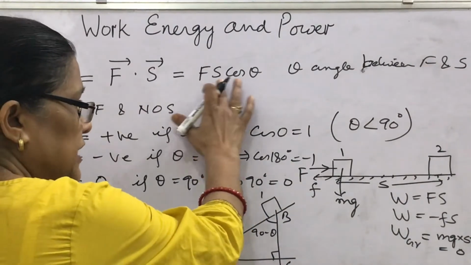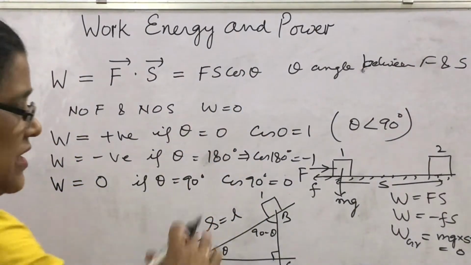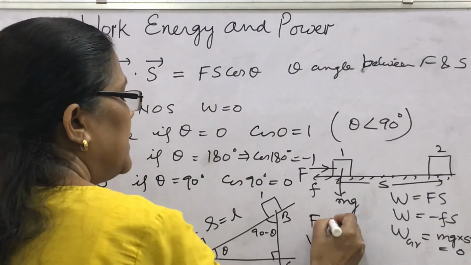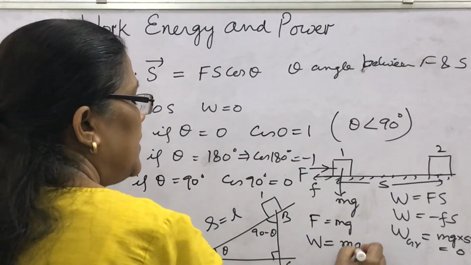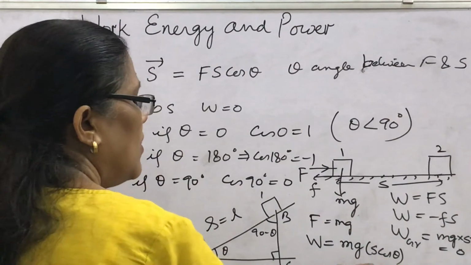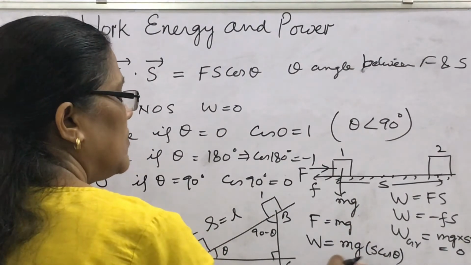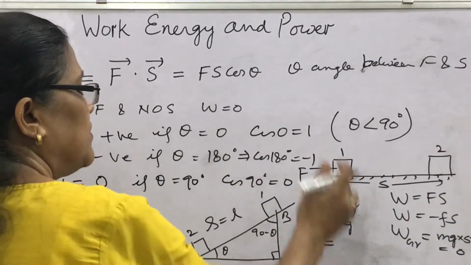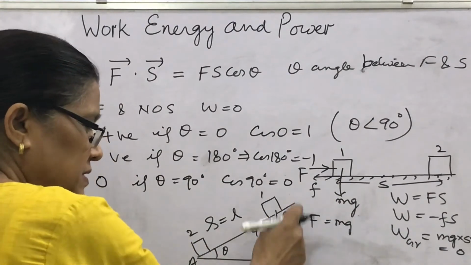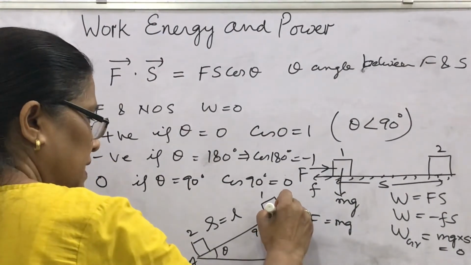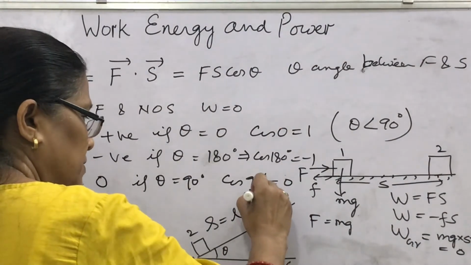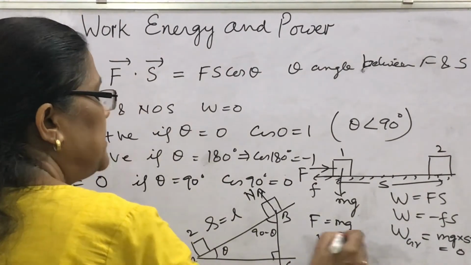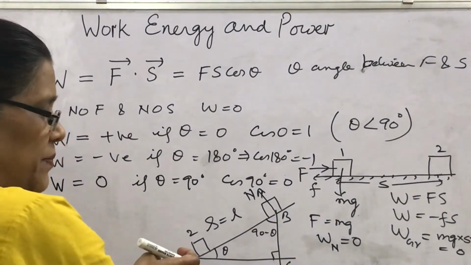Look, the expression Fs cos theta is given here, then you can write W equal to F, which is mg here, so mg into s cos theta. Or you can simply write Fs cos theta. Here F is mg downward, and the normal reaction of the object is perpendicular to the plane in this direction. So first of all we calculate Wn, that will be 0, since normal reaction and displacement are perpendicular.